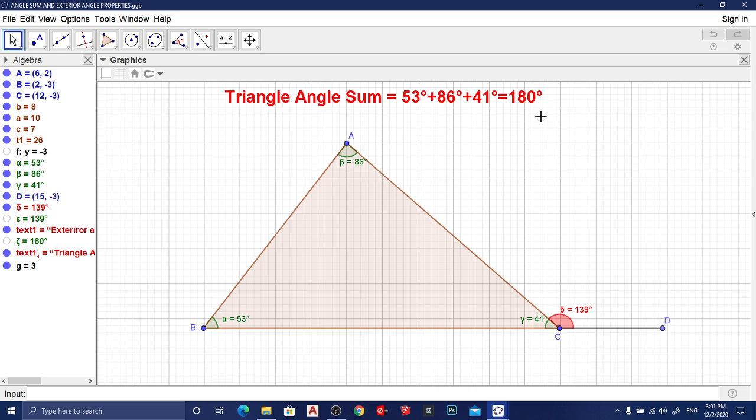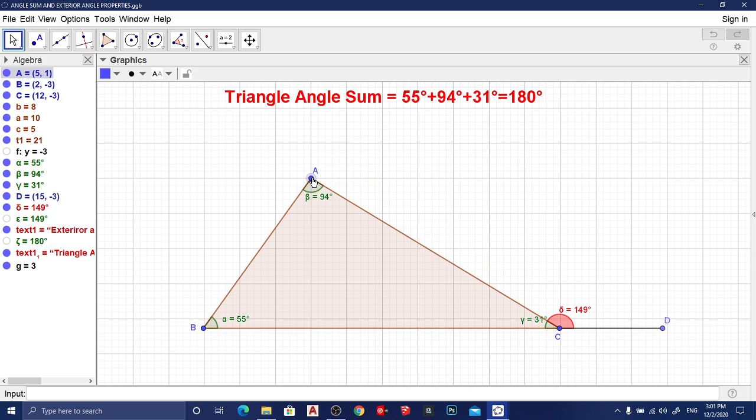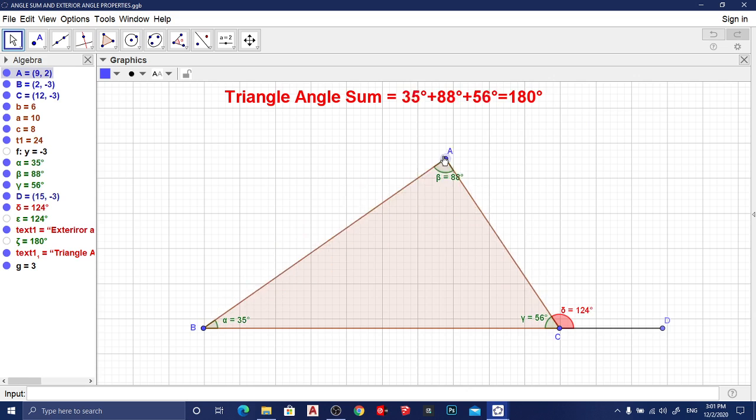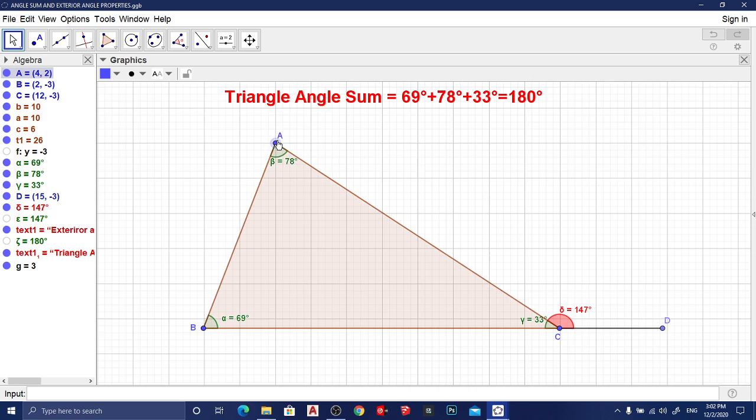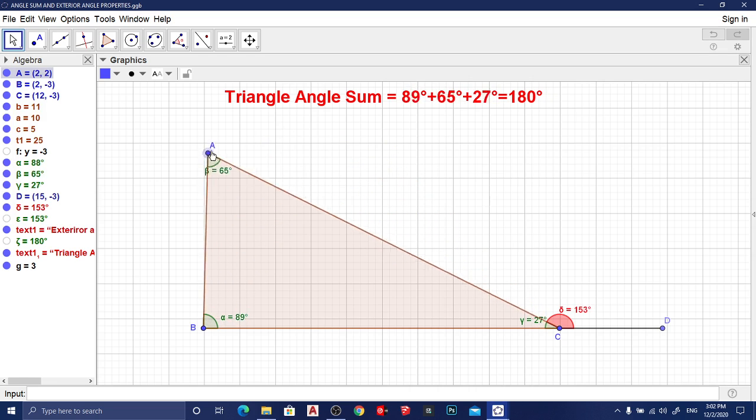Always 180 degrees. Observe here, this is angle A, 86 degrees, this is 53 degrees, this is 41 degrees. Now what are you getting here? 180 degrees. Now if you change to another shape of triangle, the angles also will change. This is now 94 plus 55 plus 31. Again this 180 is not changing, it is constant here. Even if you change all the angles and all the sides, it does not depend on whatever angle it is. It is always 180 degrees only. The sum of all the angles is always 180 degrees.